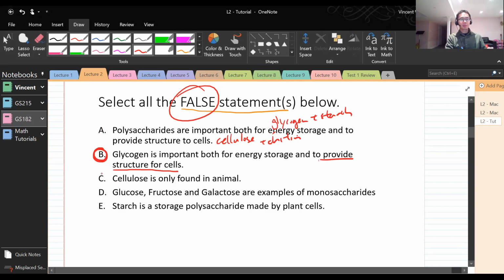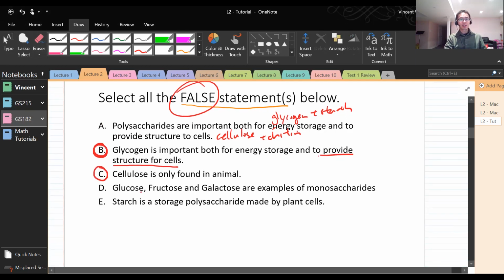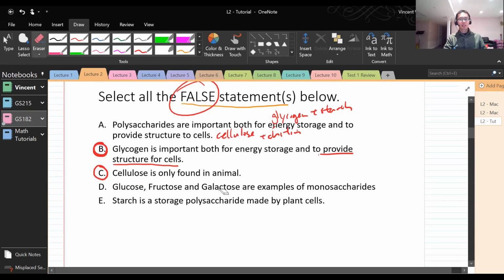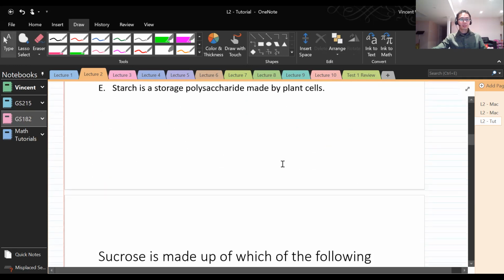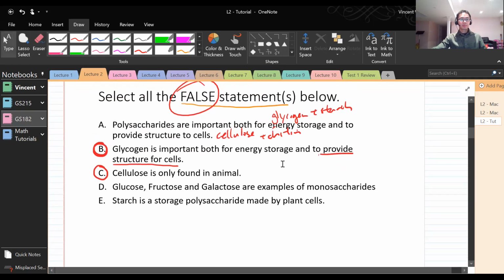Cellulose is only found in animals, not true. It's found in plants and fungus. Glucose, fructose, and galactose are examples of monosaccharides. We know that is true. I labeled it for you earlier. And finally, starch is the storage form of polysaccharide made by plants. That is also correct. So the incorrect statements are B and C. It's also found in plants, yeah, but not in animals. The key here is not in animals.